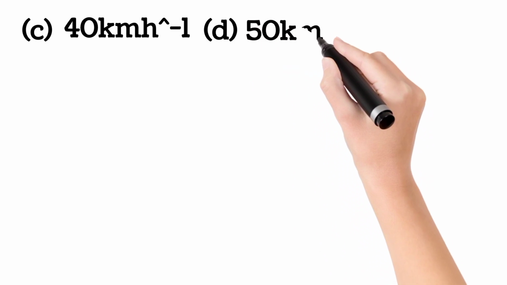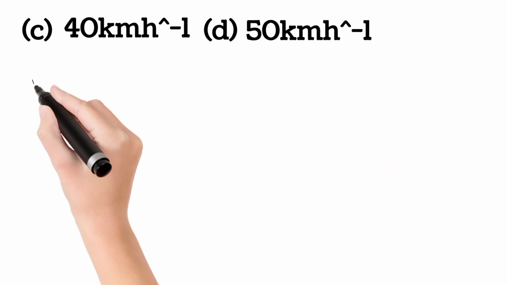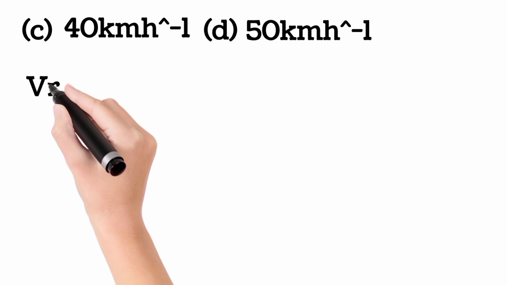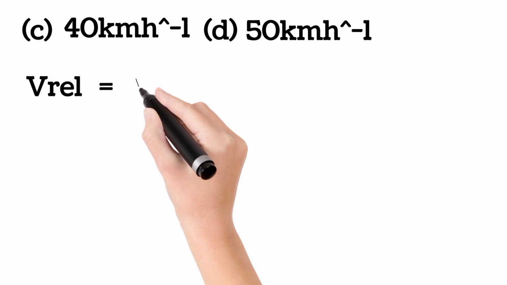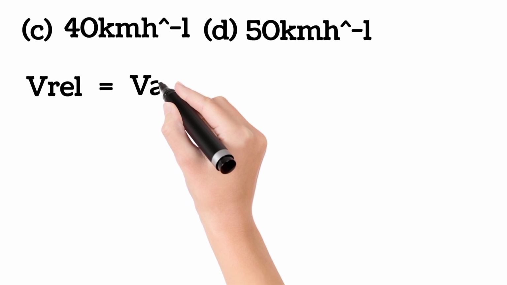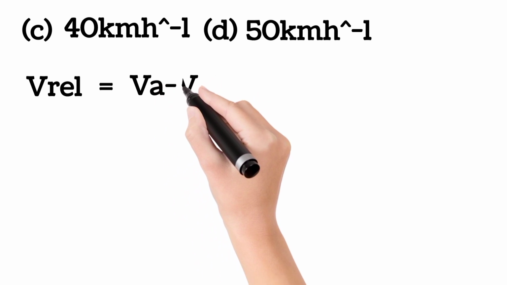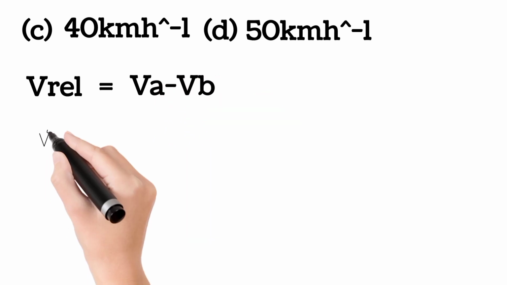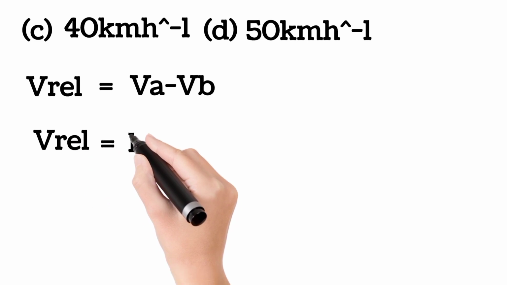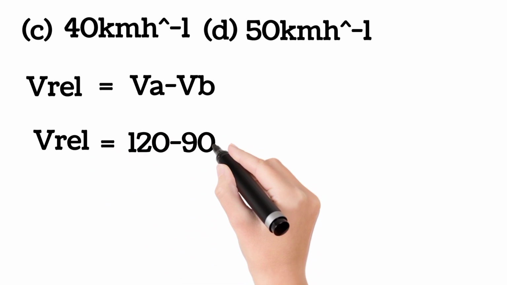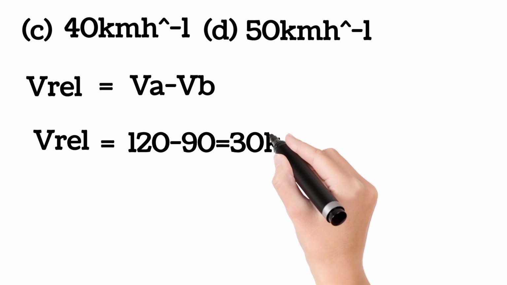As we know, the relative velocity or relative speed is equal to VA minus VB. We can use that formula. Here we replace the values, which is equal to 120 minus 90 is equal to 30 kilometers per hour.